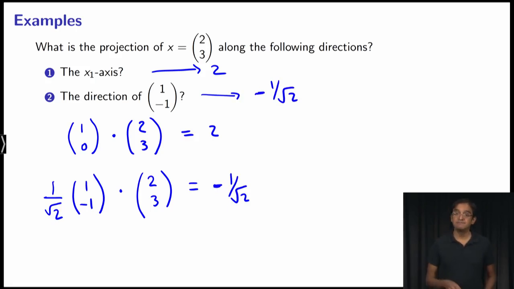And that's it. So that's it for today. We've formally introduced the notion of projection and found that all it is is a dot product. Next time, we'll build upon this and we'll find the direction of maximum variance.